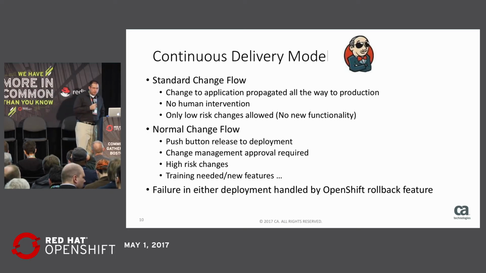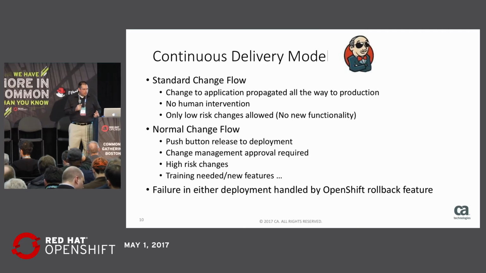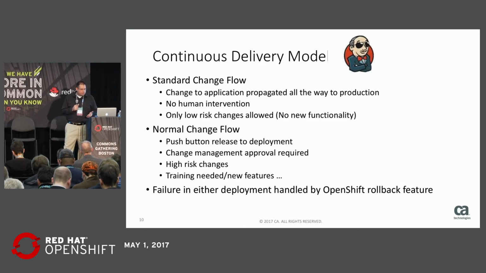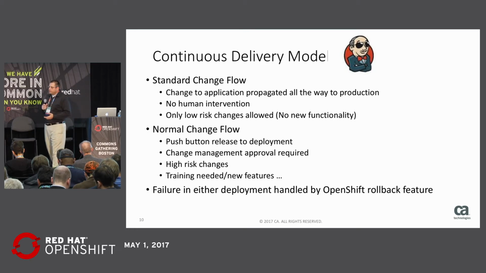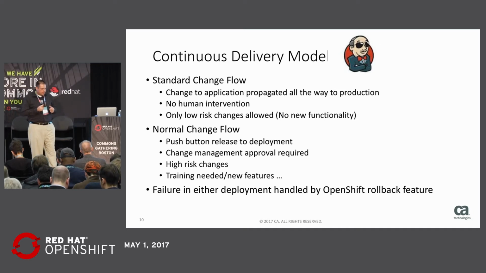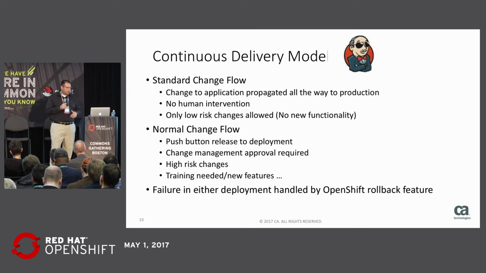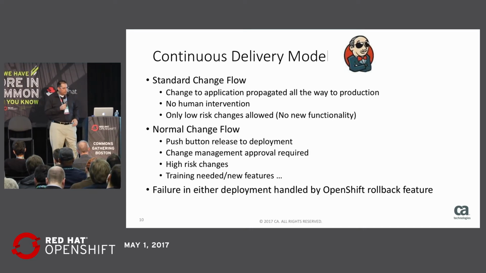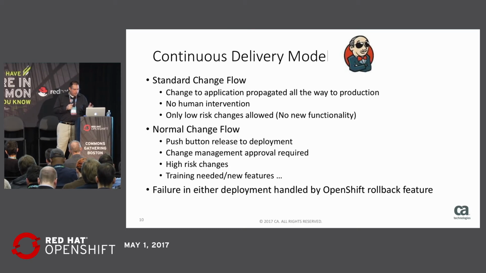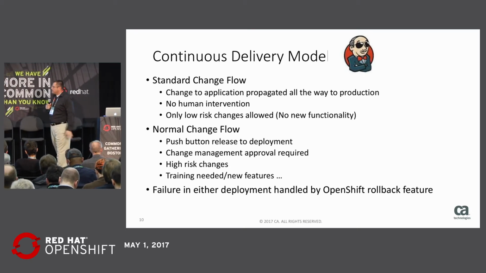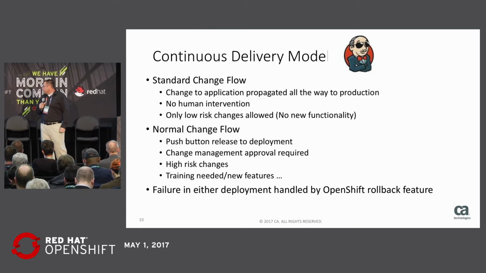And then we have our normal change, which is a traditional check-in that requires change management approval. It's high-risk, training's needed, documentation, and all that. It's a push-button deployment. So inside our in-house Jenkins, the change will propagate and then stop inside Jenkins, waiting for an approved person to make the final push into production or the endpoint environment. Failure in either case will utilize OpenShift's failback or rollback mechanism.